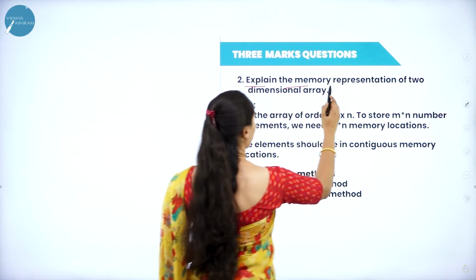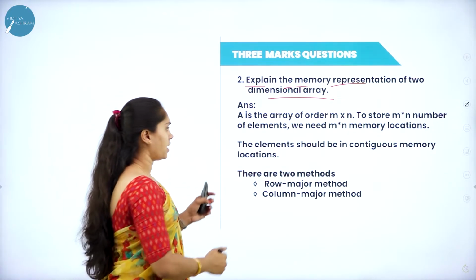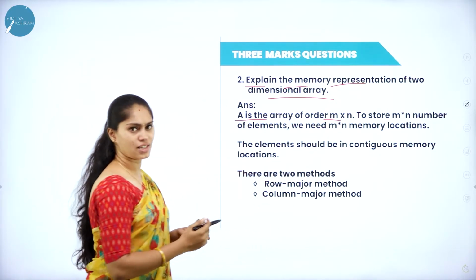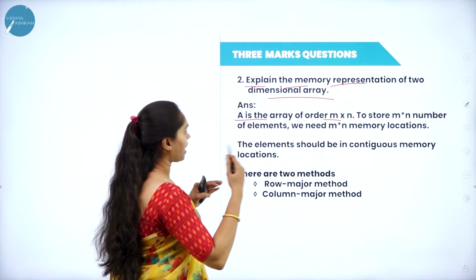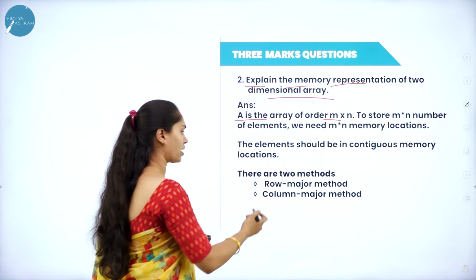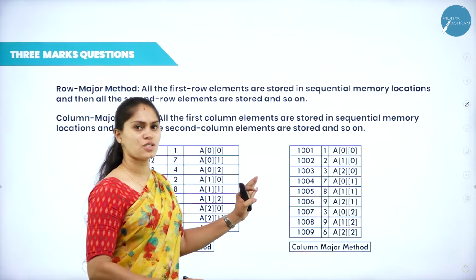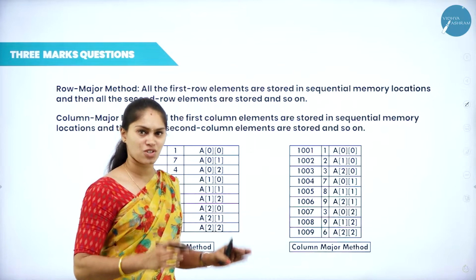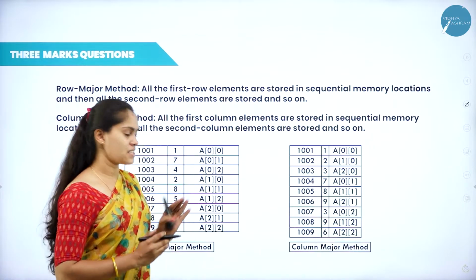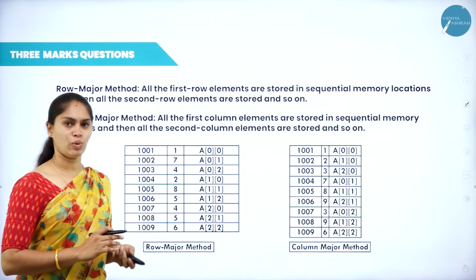Next, explain the memory representation of a 2-dimensional array. When it comes to the memory representation of an array, here I am going to take an array called A that has m cross n, that is, a number of rows and a number of columns. In order to represent the memory representation of the array, it can be done in 2 ways: the row major method or the column major method. Then you have to write how the data elements of the array are represented with respect to the row major and column major methods. So mention what row major and column major are, along with one example.